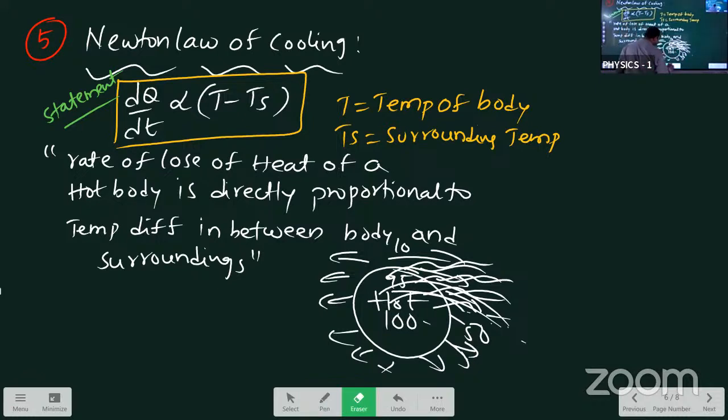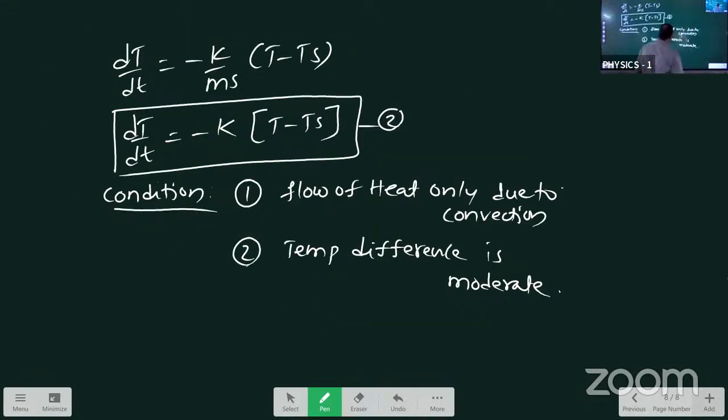You take 100 here and 95 degrees Celsius there. How much? 5 degrees Celsius. Meaning the temperature difference is practically less than 5 degrees Celsius. It is applicable. That word only we are writing as moderate. Temperature difference moderate, and one more: heat only due to convection. Then Newton's law of cooling is applicable. Conditions are compulsory. What is the reason? For 2 conditions, you can get 2 marks.